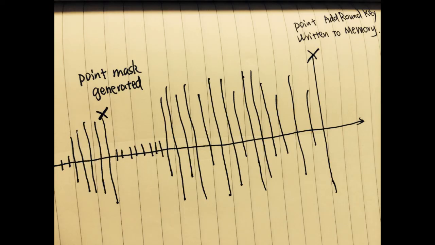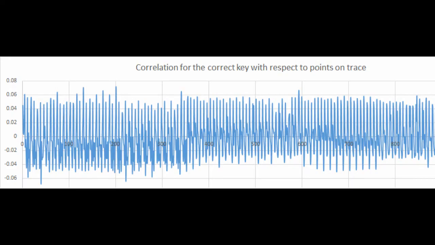We could see that this will be possible when we use these 2 points: the point when the mask was generated, and the point when the value after add round key was written to memory. The one with the most correlation should be the correct secret key. With this method, we really managed to attack the correct secret key for the first byte, and here are the correlations for the correct key for the first byte.